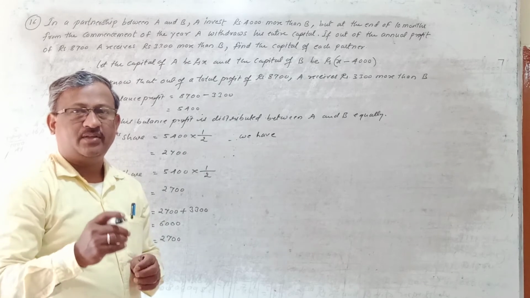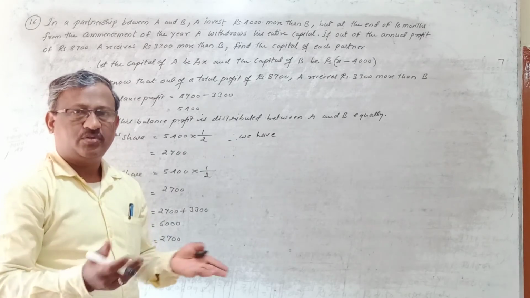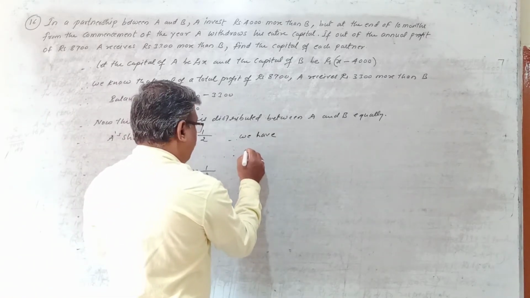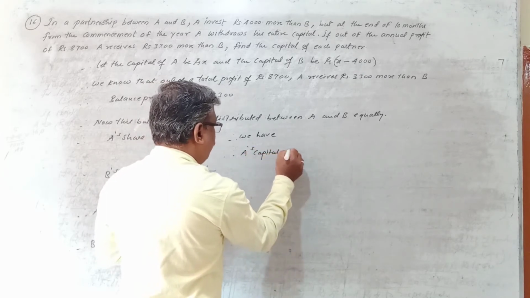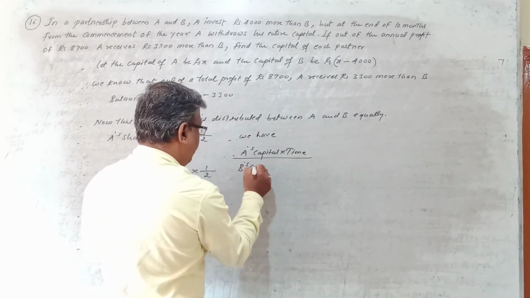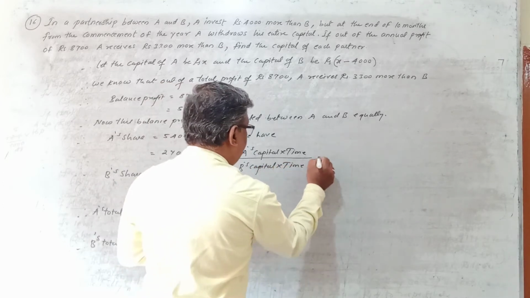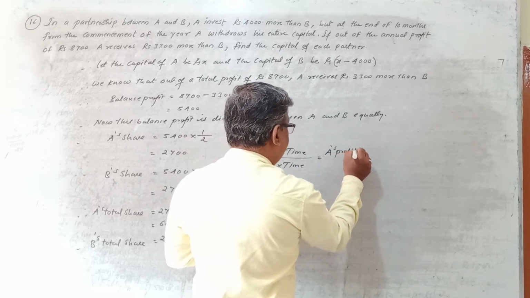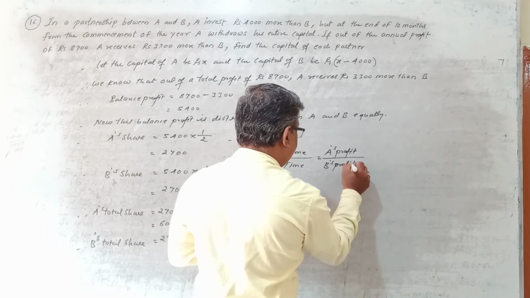If you want to calculate the capital ratio of A and B, take A's capital and divide it by B's capital. That is also called a ratio only. So what you have to do: you have to take A's capital multiplied by his time, divided by B's capital multiplied by his time, that is equal to A's profit divided by B's profit.